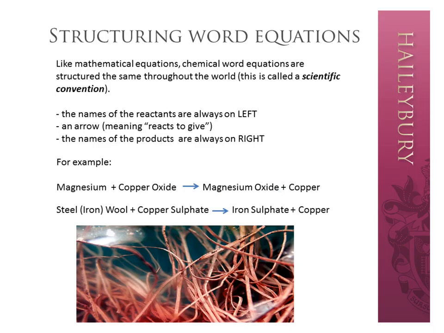Let's have a look at this second equation. Steel wool, which is made of iron, and copper sulfate are on the left hand side, therefore they're the reactants. Iron sulfate and copper, they're on the right hand side, therefore they're the products.